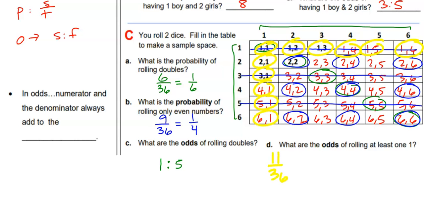Now, so far, that's just our probability. We want the odds. So to get the odds, we start with 11, and then we need to do 36 minus 11, which is going to be, what, 25? So 11 to 25 would be our odds.